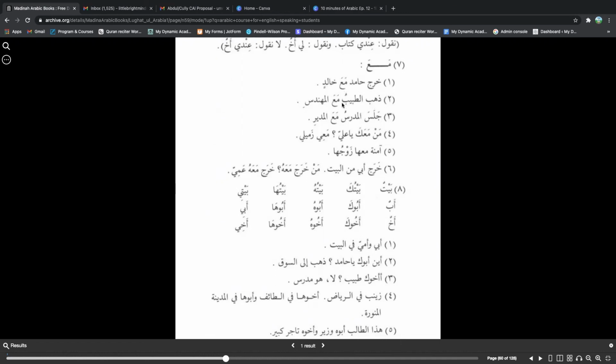ذهب الطبيب مع المهندس. So the doctor, he went. ذهب just means he went. Okay? He went. الطبيب مع المهندس. It's مجرور because of مع. He went out with the engineer. جلس المدرس مع المدير. The teacher, he sat. جلس, he sat. مع, with المدير, with the mudir.